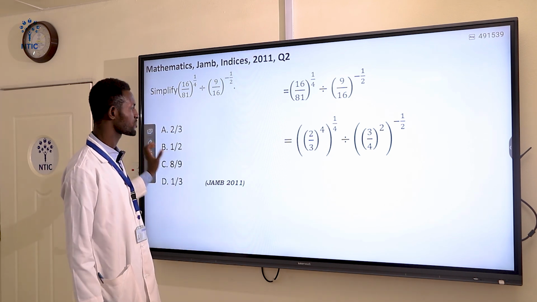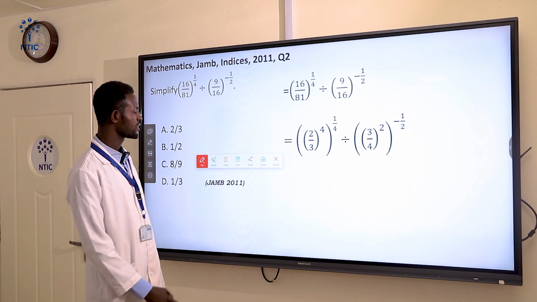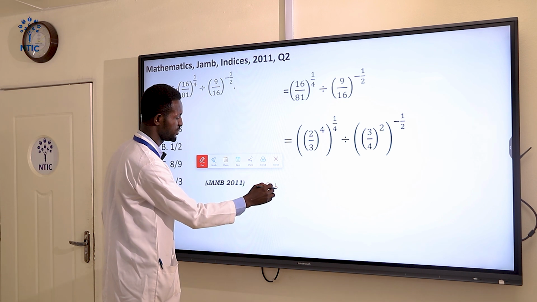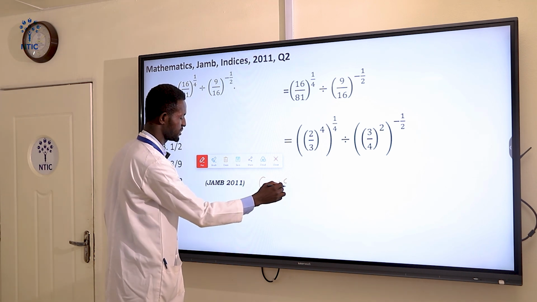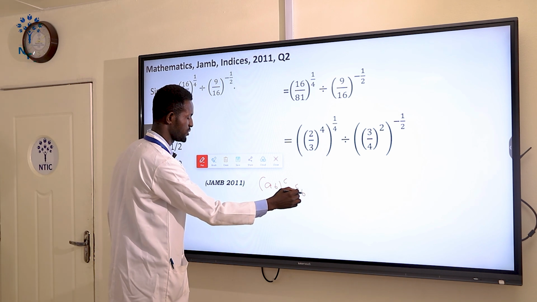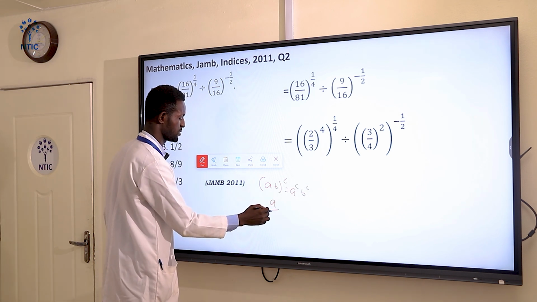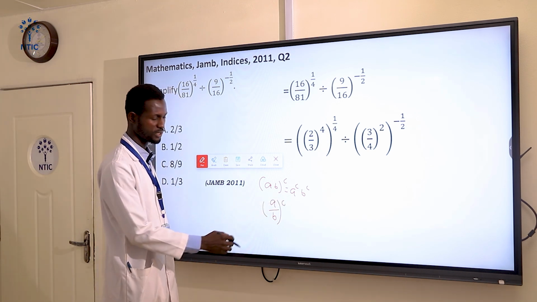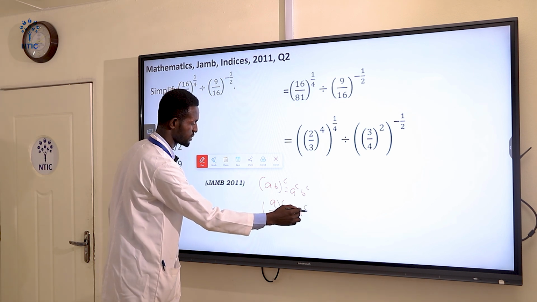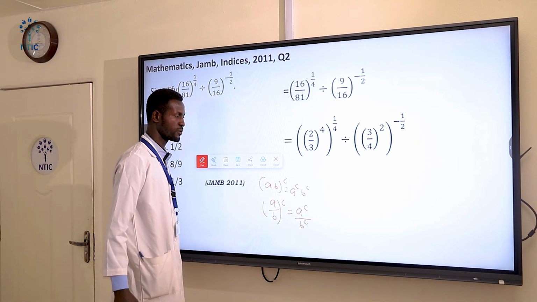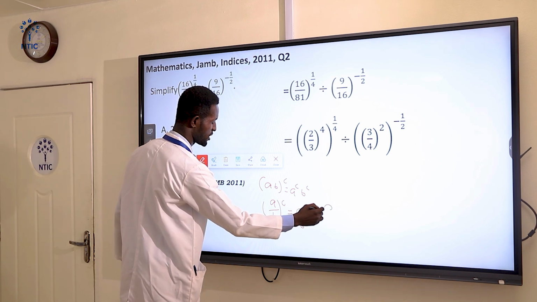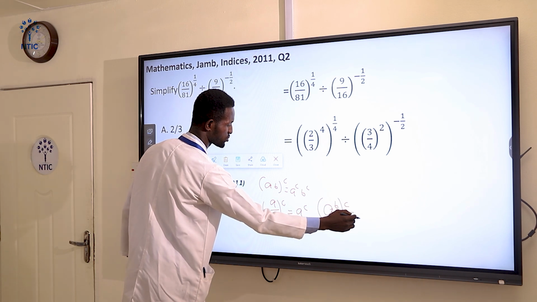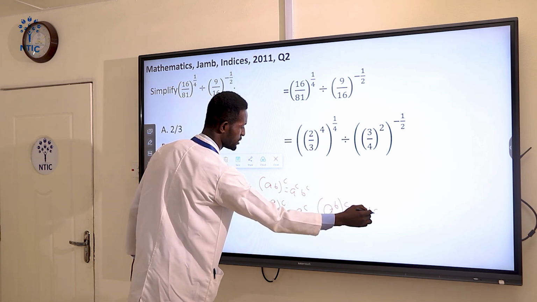We can also cancel out some terms after applying the law of indices, as shown earlier, that (a times b) raised to power c is a raised to power c, b raised to power c, or if it is in form of division, (a over b) raised to the power of c is a raised to power c over b raised to power c. And we also have this, if you have (a raised to power b) raised to power c, this is also equal to a raised to power b times c.